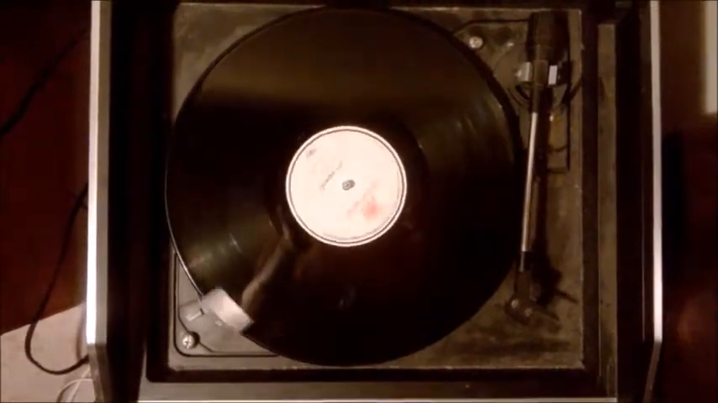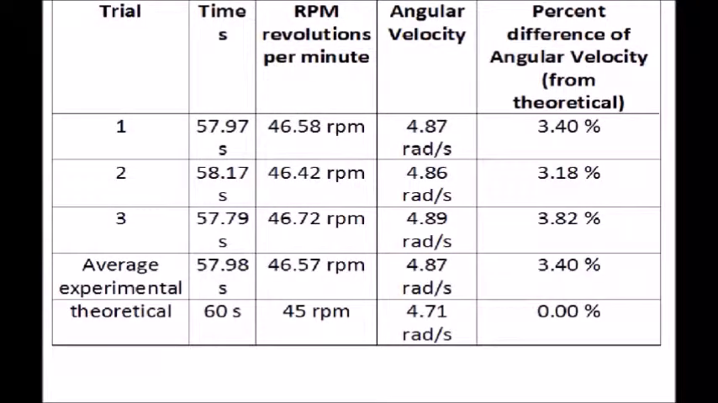So here are the results. I have timed 45 revolutions 3 times. Using this data, I have calculated the revolutions per minute and the angular velocity.